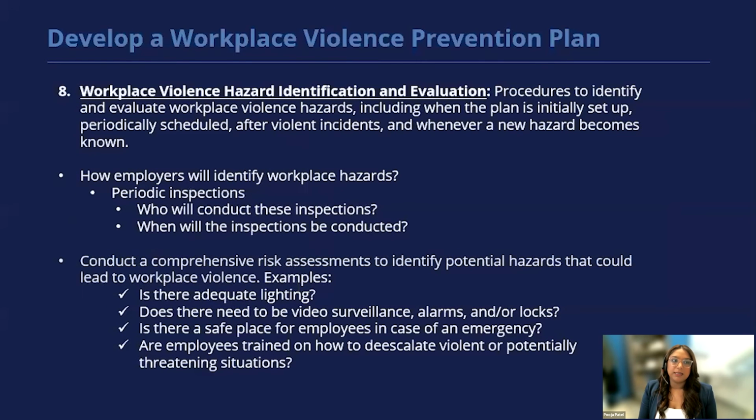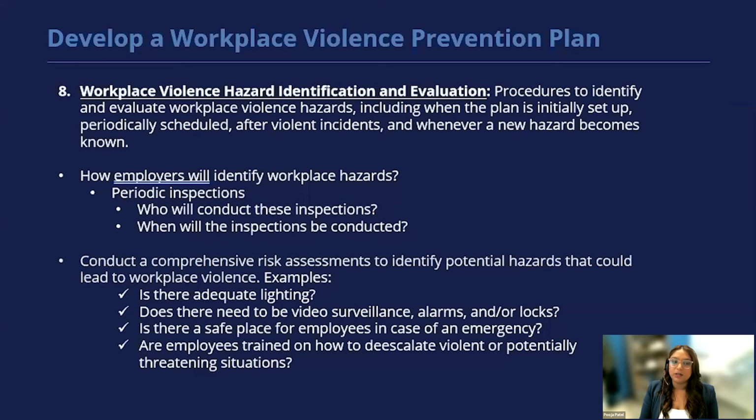The eighth element is identifying your workplace hazards and evaluation. Now, this is something that is going to be ongoing, and it's something that you will be doing on a yearly and periodic basis. But this is a place to start. At the beginning, when you are developing your plan, you want to conduct a risk assessment to identify potential hazards.